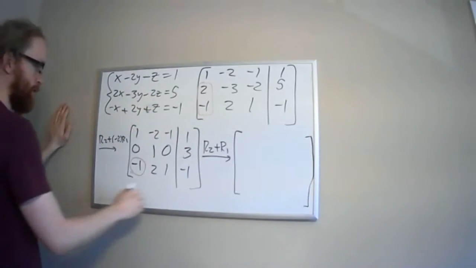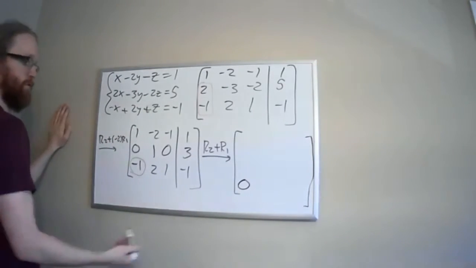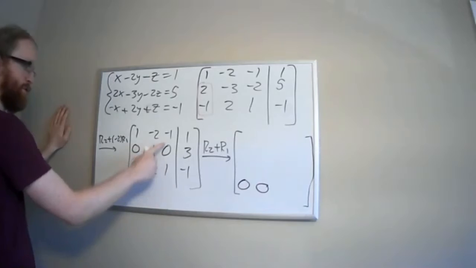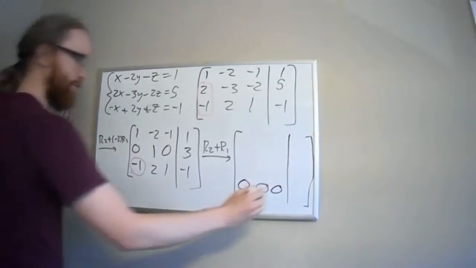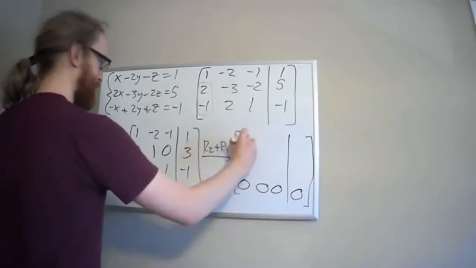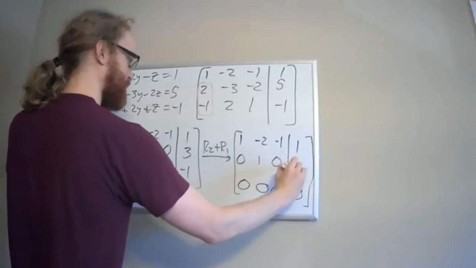And what happens? Well, negative 1 plus 1 is 0. 2 plus negative 2 is 0. 1 plus negative 1 is 0. And negative 1 plus 1 is 0. Okay. And we'll fill in the rest. We didn't change anything else.